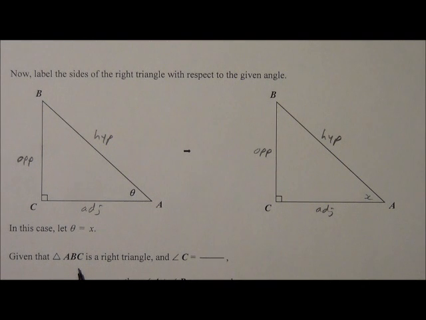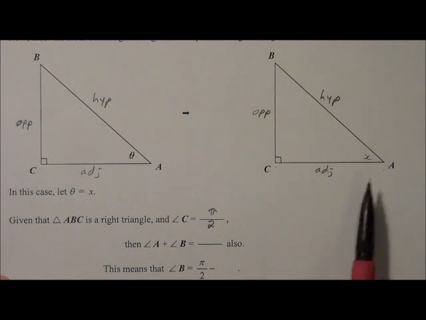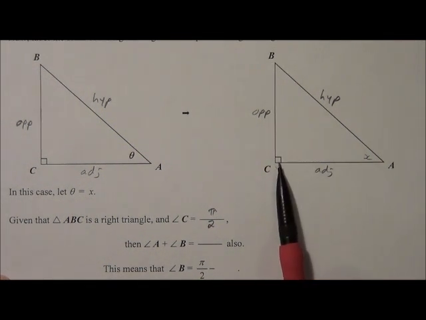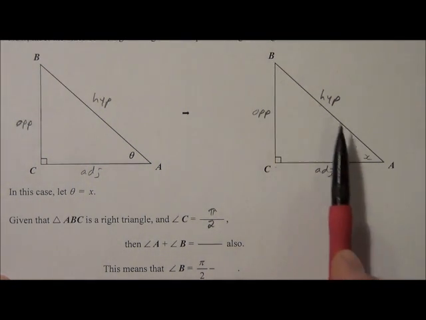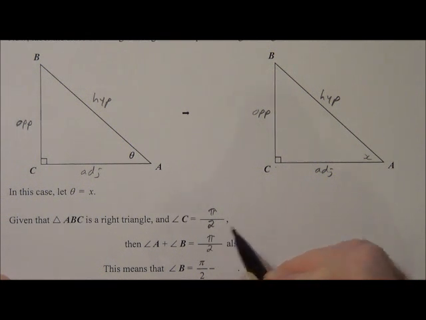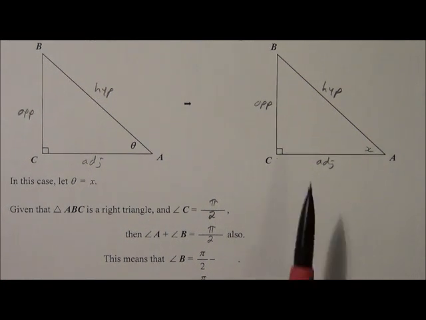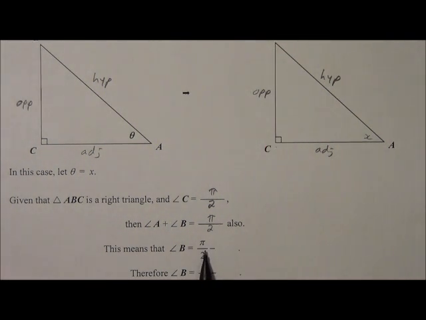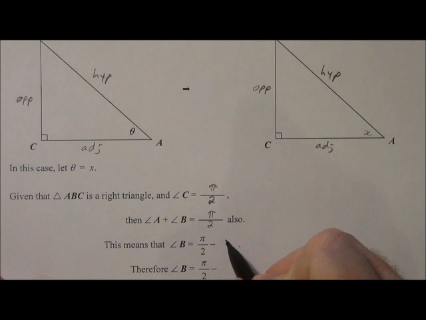Now, since triangle ABC is a right triangle, and angle C is pi by 2, therefore angles A plus B, so these two angles, also have to add up to pi by 2, because the interior angles of an entire triangle add up to pi. Therefore, angle B has to equal pi by 2 minus angle A. Therefore, angle B is pi by 2 minus x.